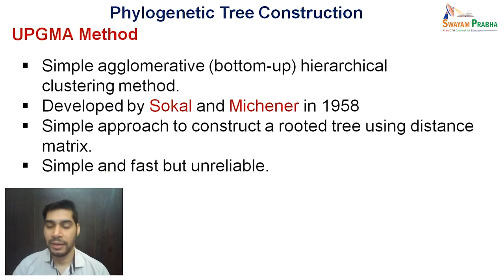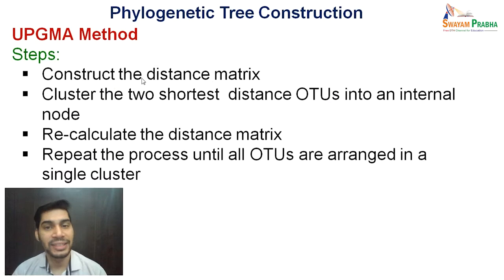Let us see how we construct the trees using this. There are certain steps. First, construct the distance matrix. Then, cluster the two shortest distance operational taxonomic units or OTUs into an internal node. Recalculate the distance matrix and then repeat the process until all OTUs are arranged in a single cluster. So the four basic steps are: first you need to have the distance matrix, join the two shortest distance OTUs into an internal node, then recalculate the distance matrix and keep on repeating this process. Now let us see with an example how it is done.